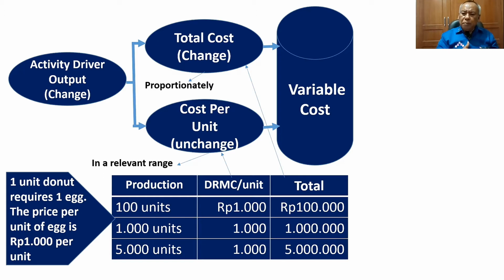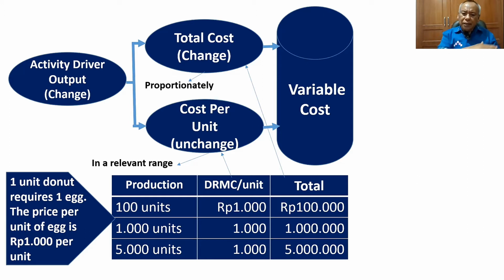For example, if we buy more eggs, we will get a quantity discount. If we buy up to 5,000 units, the price is still 1,000. But if we buy more than 5,000 units, we can negotiate and get a discount. For example, the price is no longer 1,000, but we can buy at 900 rupiah per unit, because we buy large quantities of eggs.